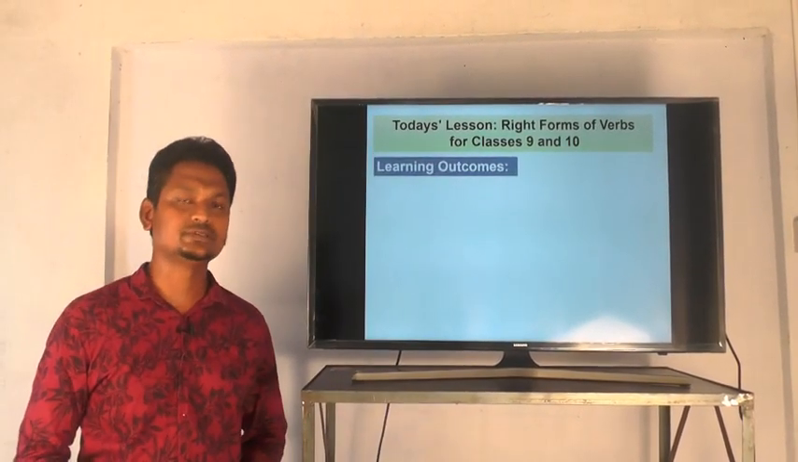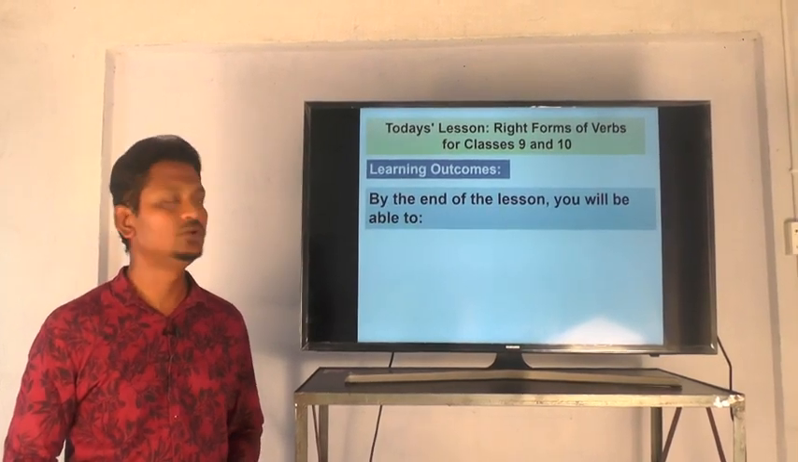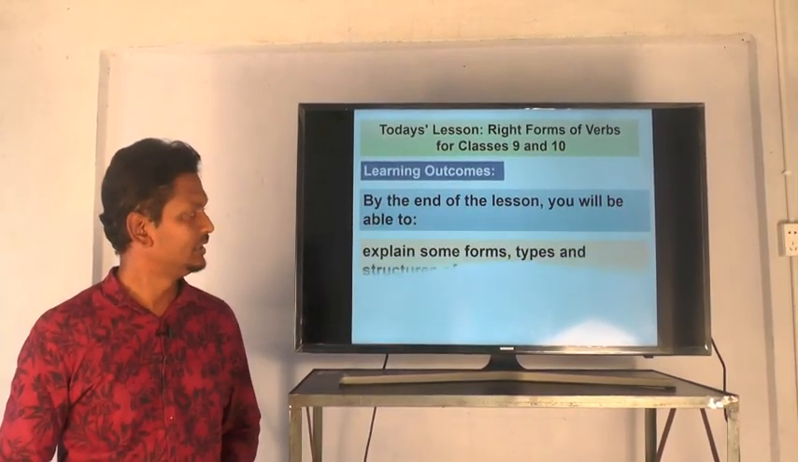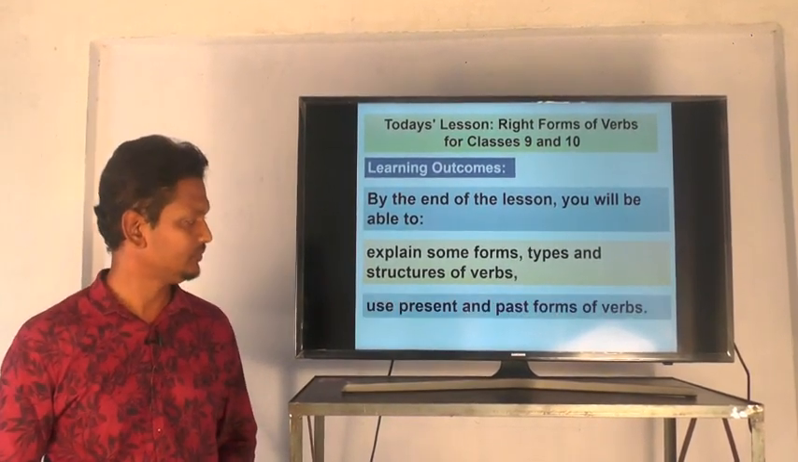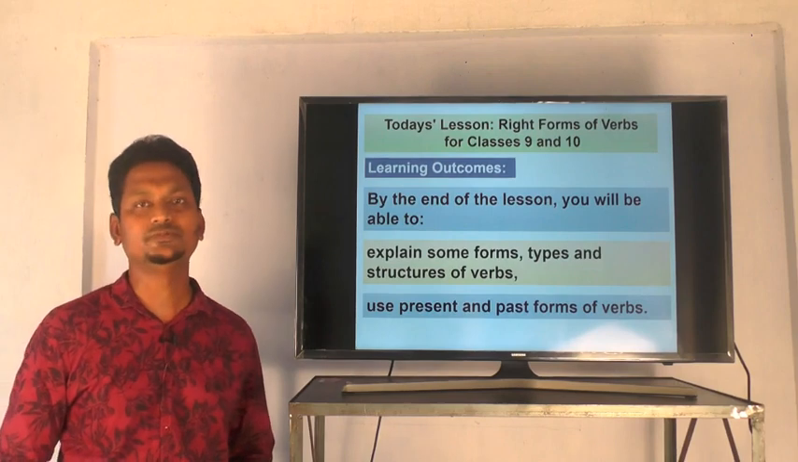The learning outcomes. By the end of the lesson, you will be able to explain some forms, types and structures of verbs, and use present and past forms of verbs.